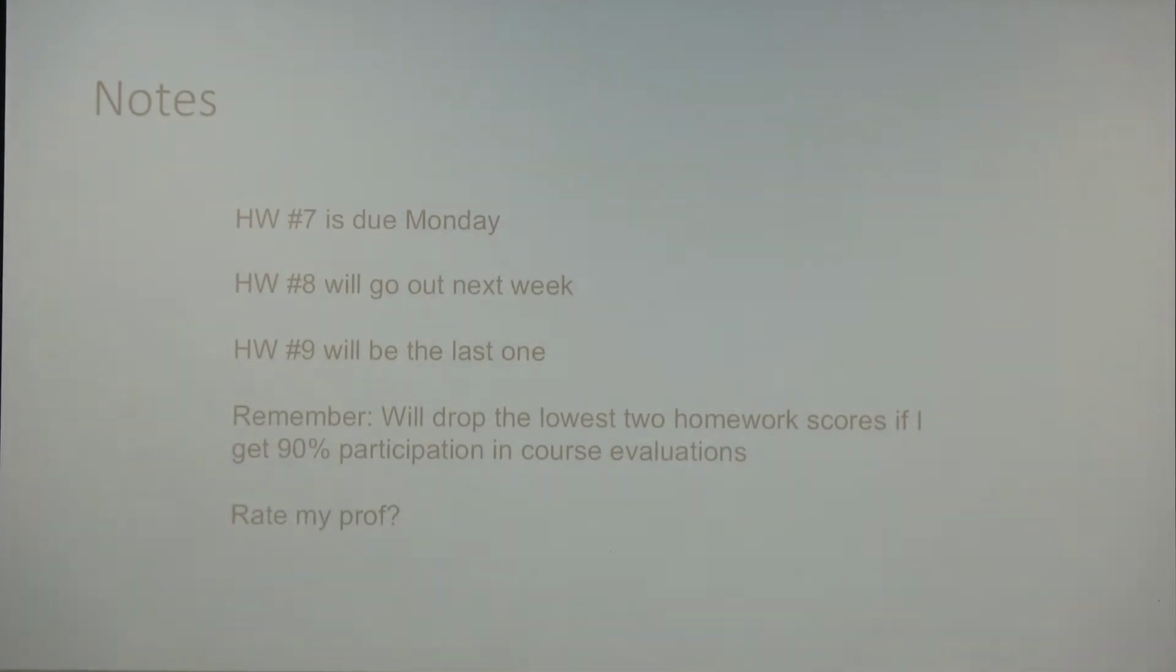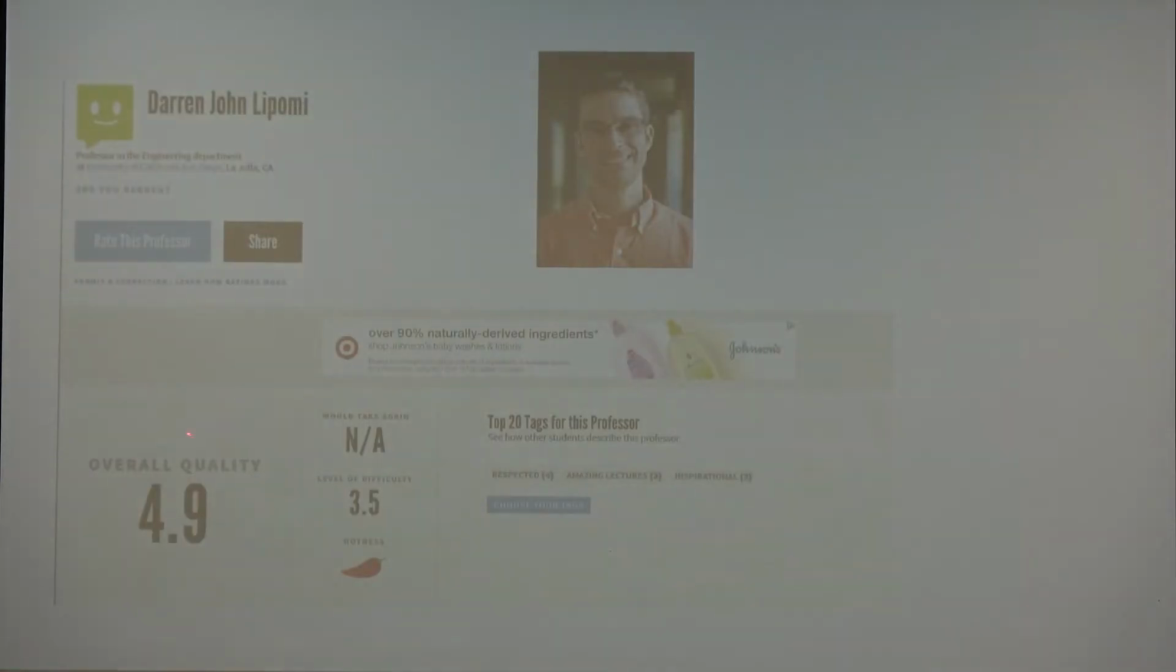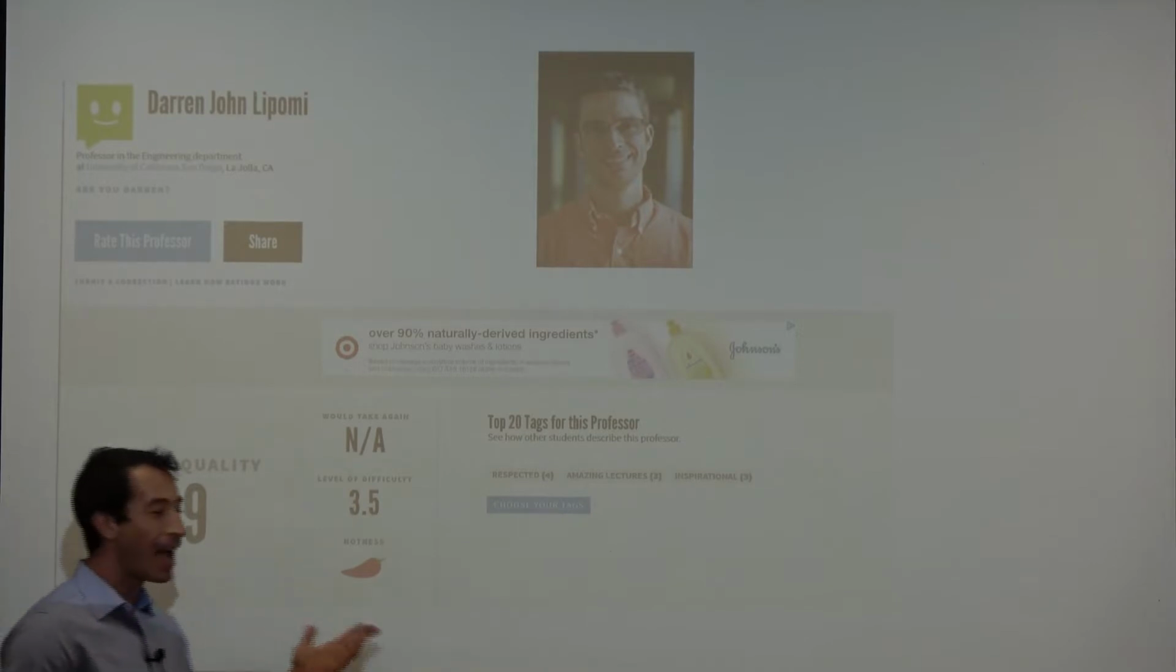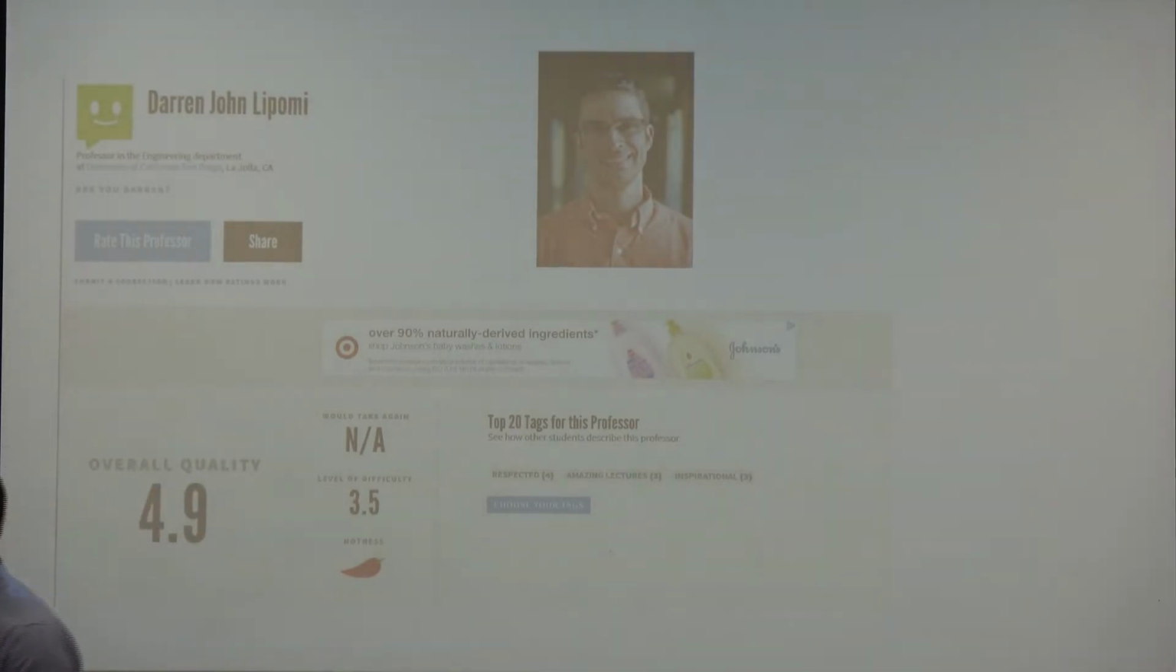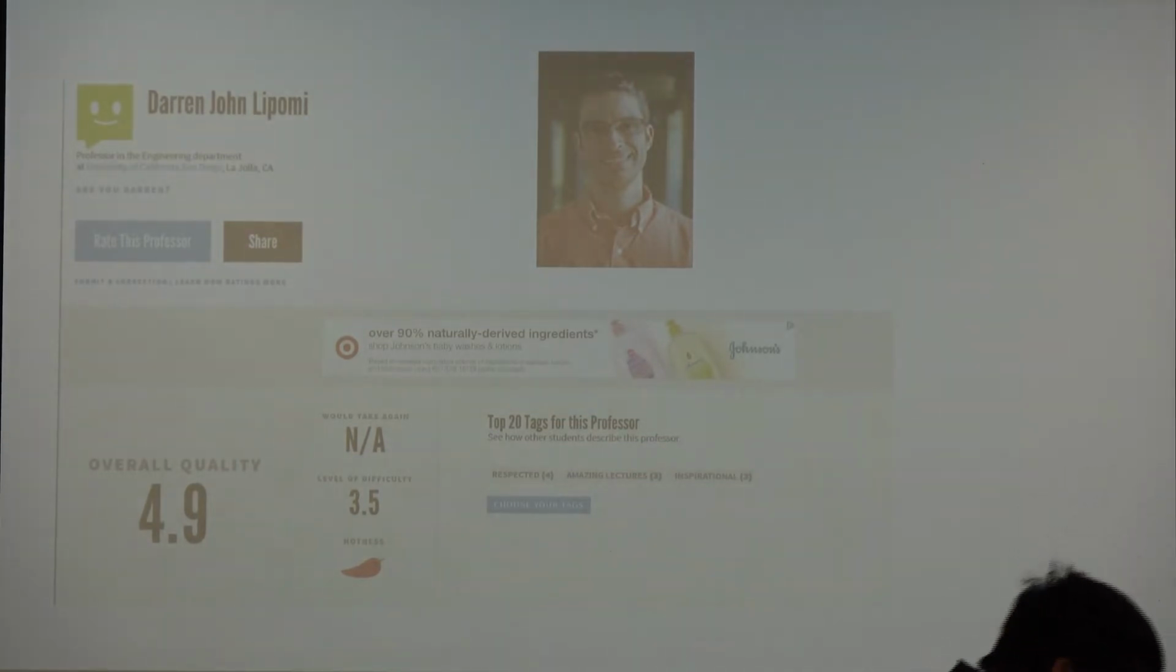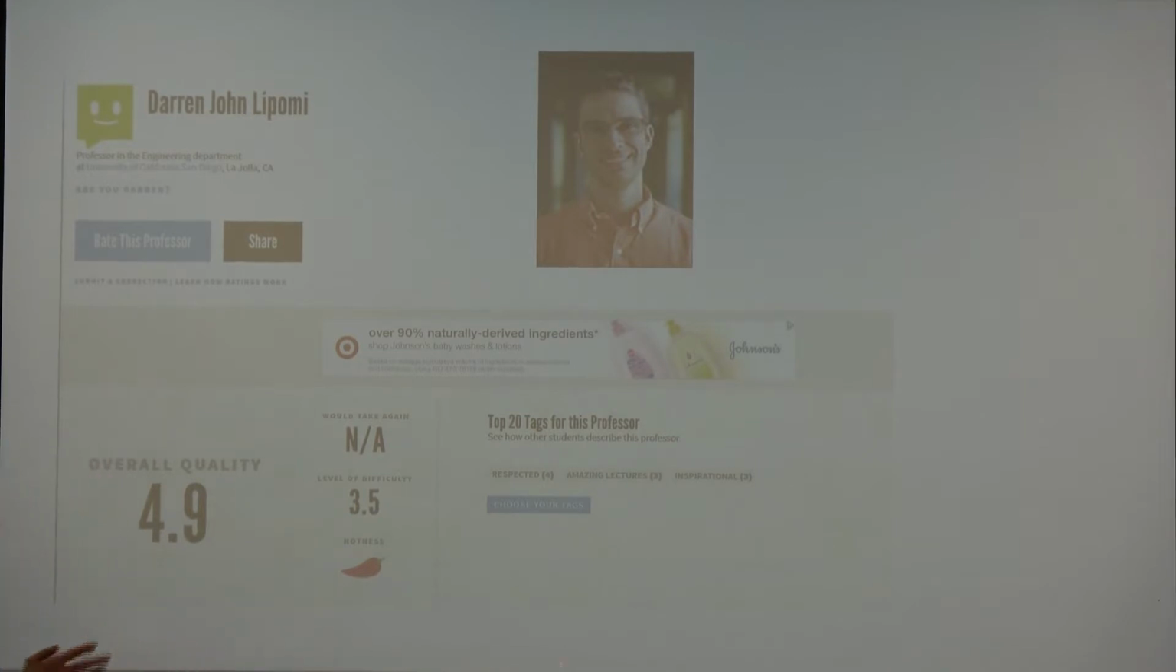I just discovered Rate My Professor too. Dr. Lapomi has all of these chili peppers. Look how many chili peppers, but I don't have any chili peppers on ratemyprof.com. In fact, my ratemyprof.com is pretty abysmal. So, I think I can give Dr. Lapomi a run for his money. So if there's anything you guys want to do over there, I will gladly take it.